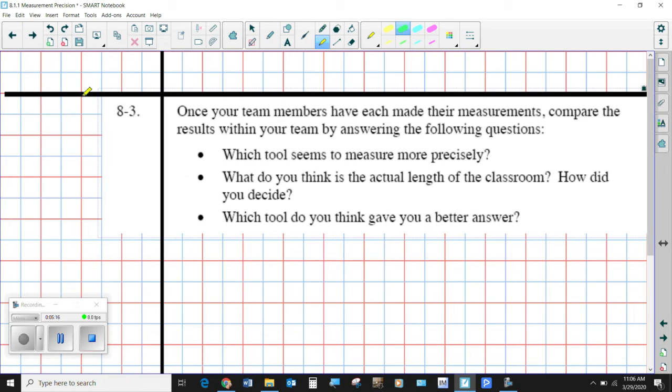What we're trying to find out is which tool seems to be measuring more precisely. Once we determine that, can we decide what we believe is the actual length of the classroom? Because when a bunch of different groups measure, you're not necessarily all going to get the perfect measurement, because people make mistakes. So which tool do you think gave the better answer? Those are the questions we're going to come back and think about as we do this activity.